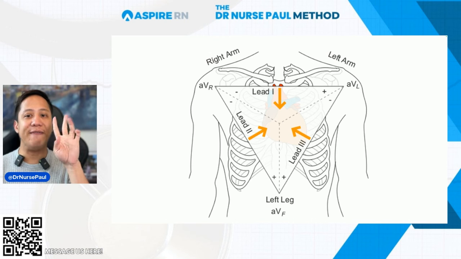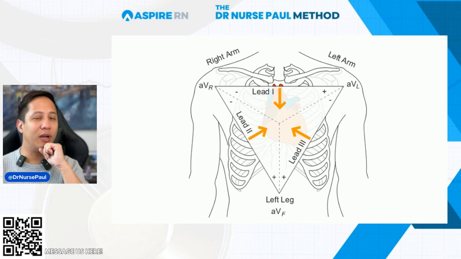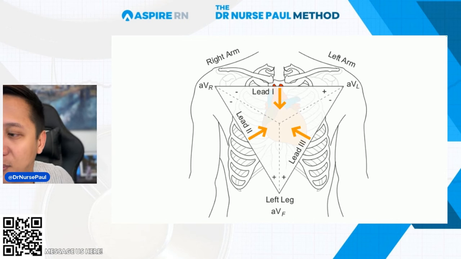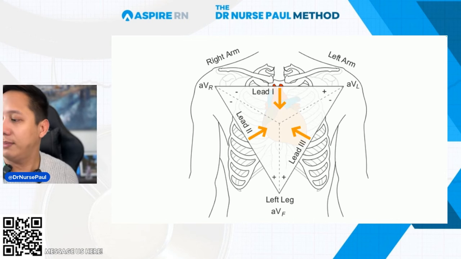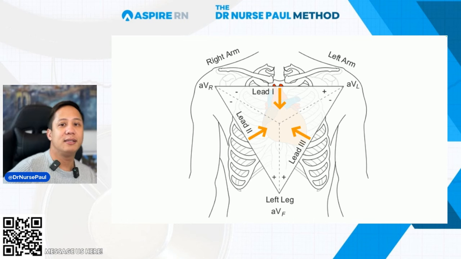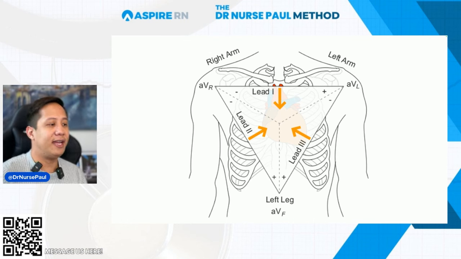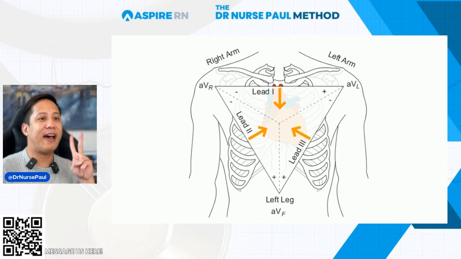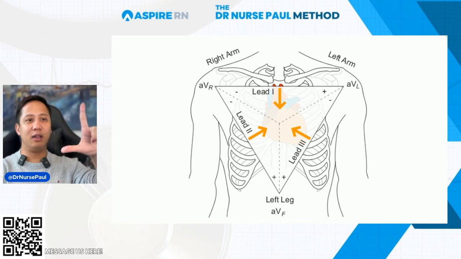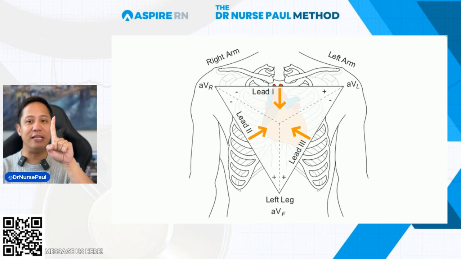V3, V4. What am I looking at? Come on. Anterior, letter A, right? How about V5, V6, aVL, lead one?